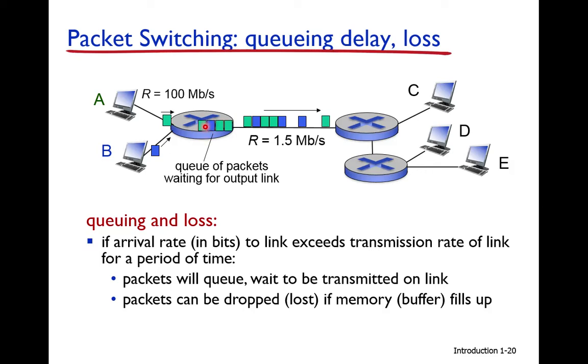This queuing can introduce delay. Why? Because if a packet arrives and there are some packets in the queue, it will be inserted in the queue. It will wait until these packets are transmitted, then it will get its turn. Therefore, the more packets in the queue, the more delay for the incoming packet. The second thing is that this queue is stored in memory, in a buffer. These packets are stored in a buffer, and this buffer space may be limited. For example, 10 MB.